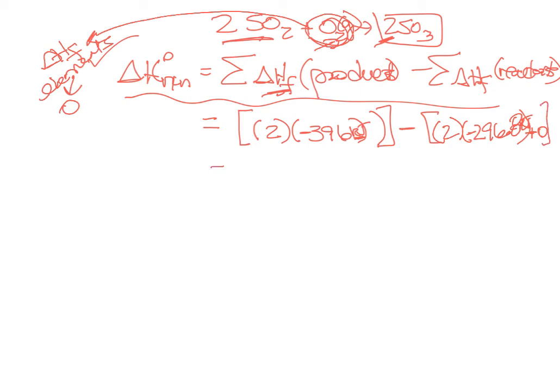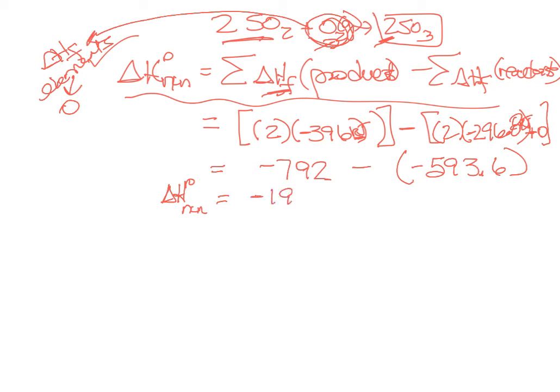All right, so if you go ahead and do this calculation, let's see what we get. Be careful with your signs. My final answer is going to be minus 792 plus 593.6, and I get that delta H of reaction is minus 198.4 kilojoules, which means this is exothermic, favorable from the point of view of thermal energy.